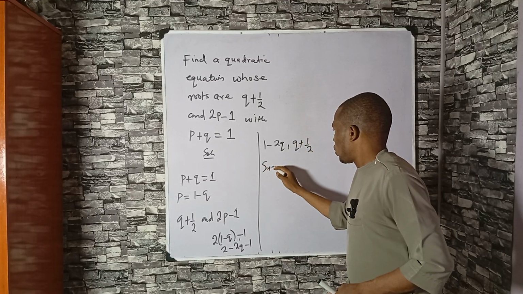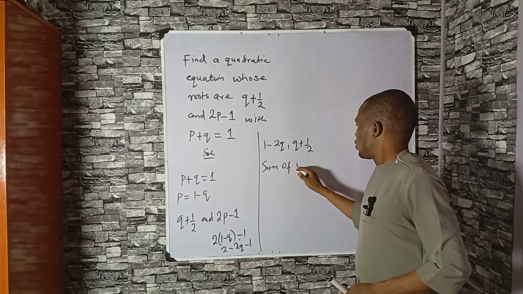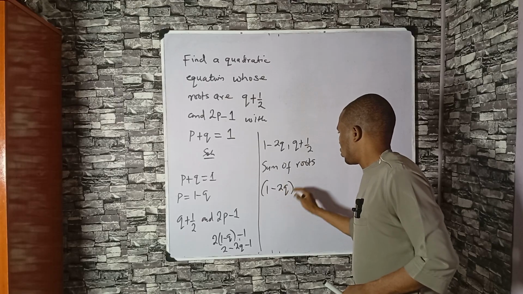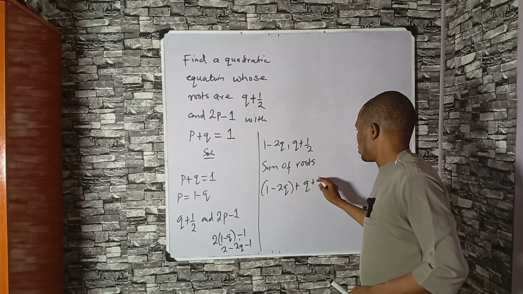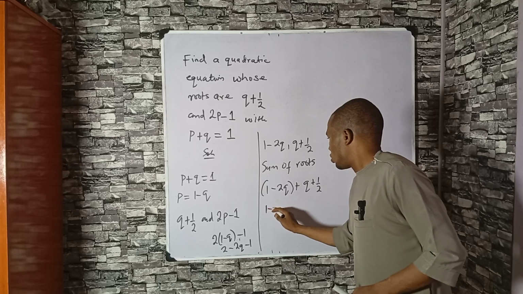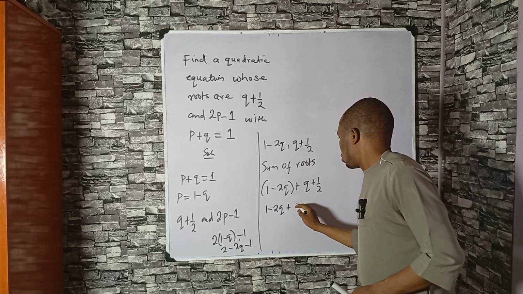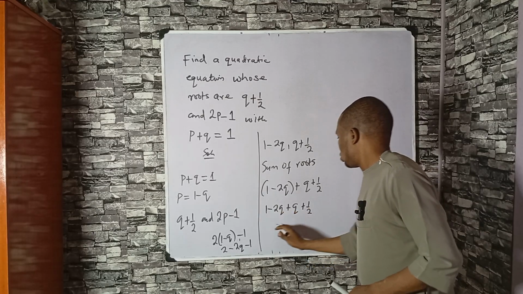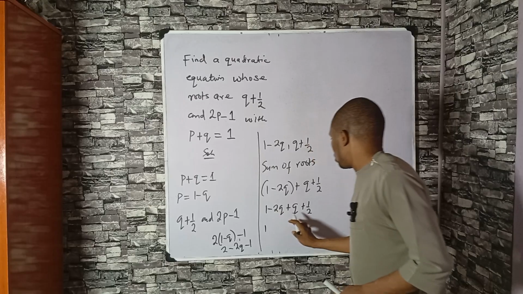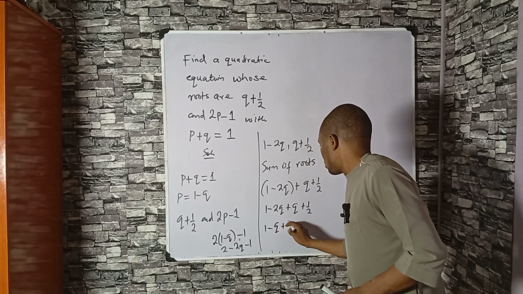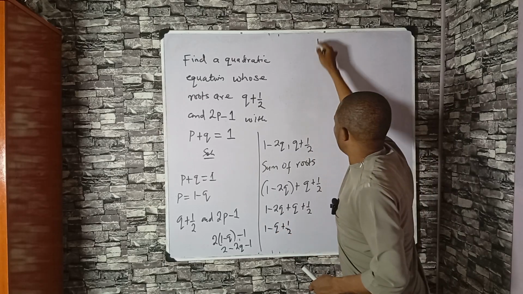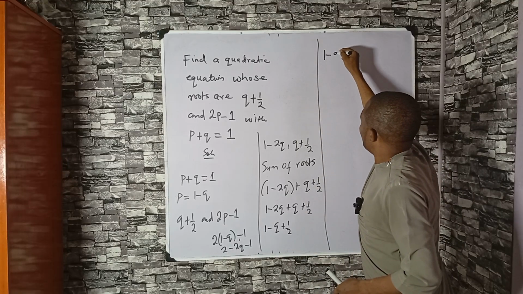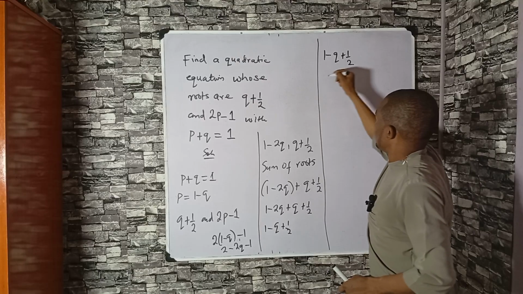Now, sum of roots. When you add these two, 1 minus 2Q to Q plus a half, what do you have? 1 minus 2Q plus Q plus a half. In fact, minus 2Q plus Q, that's minus Q plus a half. Then from here, find the LCM. 1 minus Q plus a half.